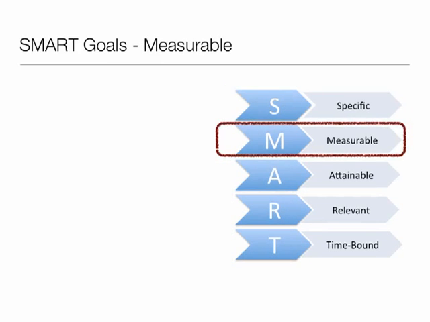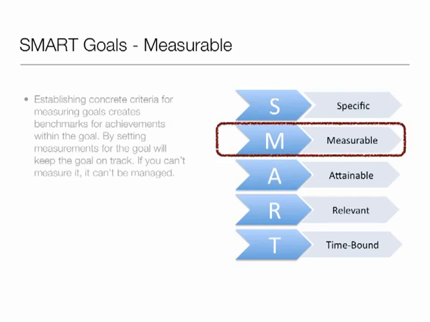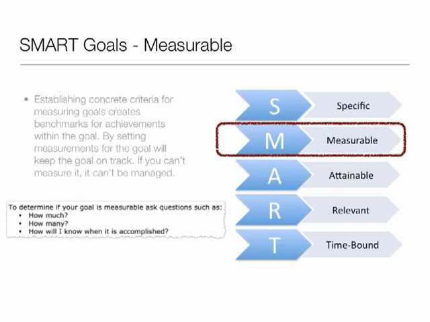Let's talk about measurable. Establishing concrete criteria for measuring goals creates benchmarks for achievement within that goal. By setting measurements for the goal, we'll keep the goal on track. If you can't measure it, it can't be managed. To determine if your goal is measurable, ask questions such as, how much? How many? How will I know when it is accomplished?